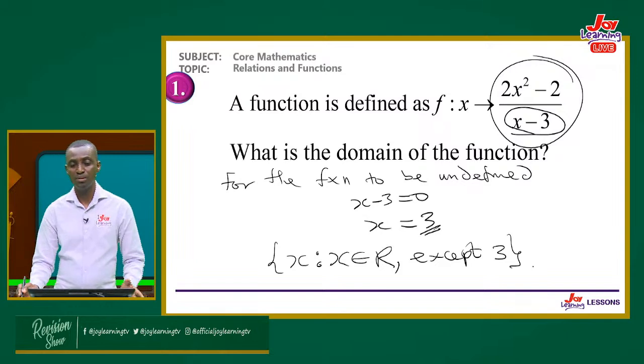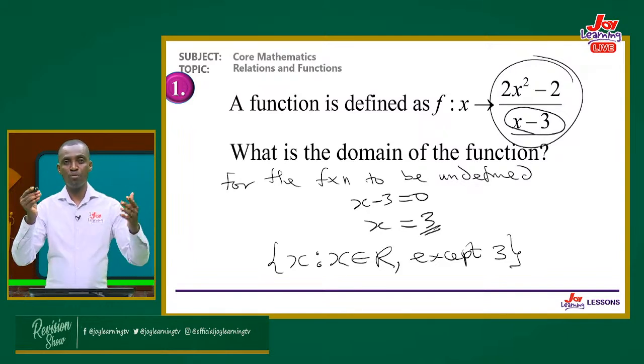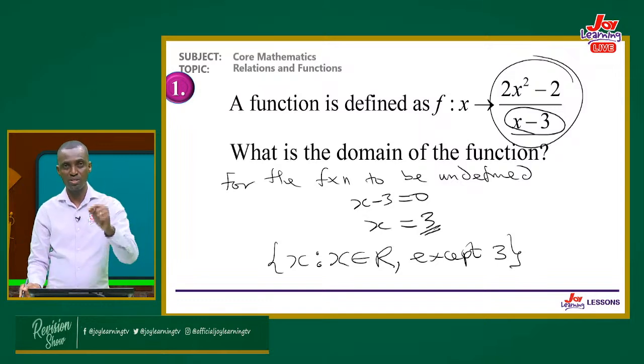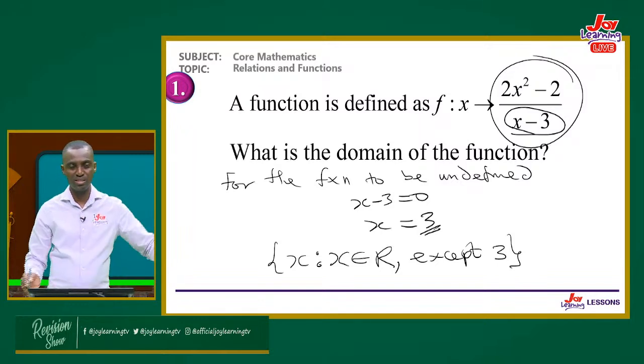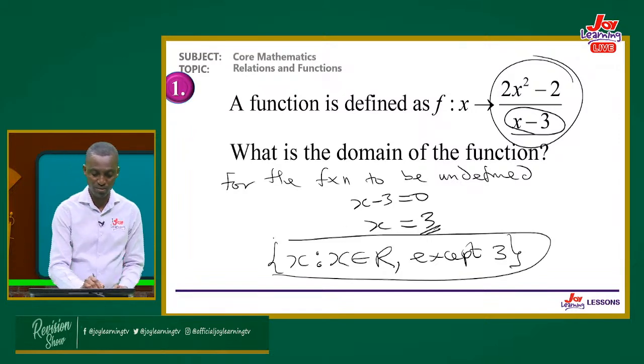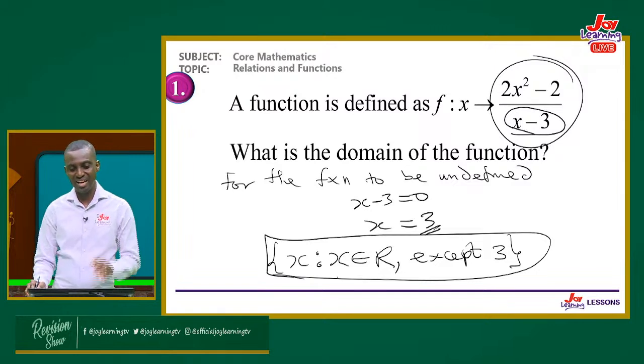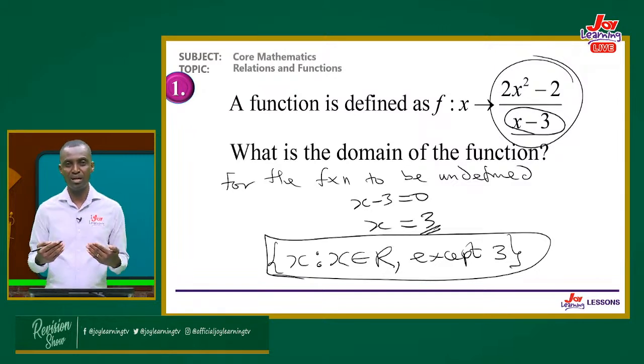Simple. That means any number can flow. Enter, give us output. Enter, give us output. Only 3 goes in, it will give us undefined. So we take it out and say except 3, all numbers will make it defined. And that becomes your answer. So this is your domain. That means these are the elements that go into the machine and bring out output.